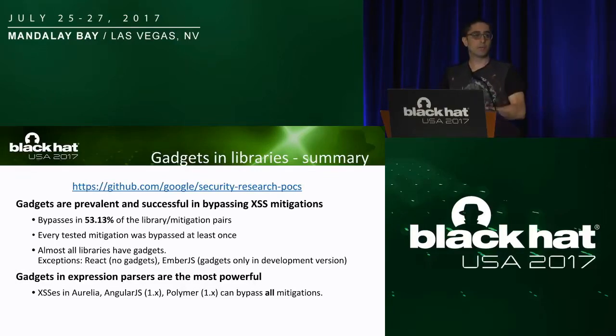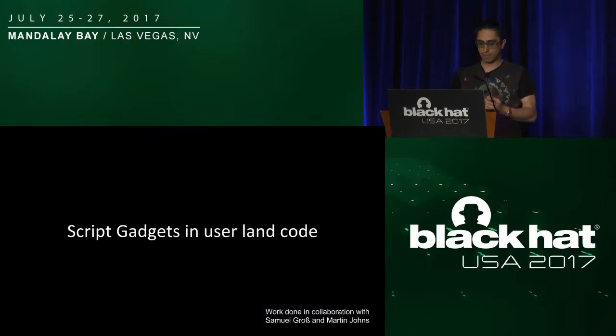Almost all libraries turned out to have interesting gadgets, with the exception of React and Ember.js, because those only had a gadget in a development version or development deployment of the library. And it turned out that the gadgets in the expression parsers are the most powerful. So XSS in Aurelia, AngularJS, and Polymer can bypass all the mitigations. So please don't have XSSs in those applications, or don't trust mitigations to stop them from being exploitable. And with that, I'll hand over to Sebastian.